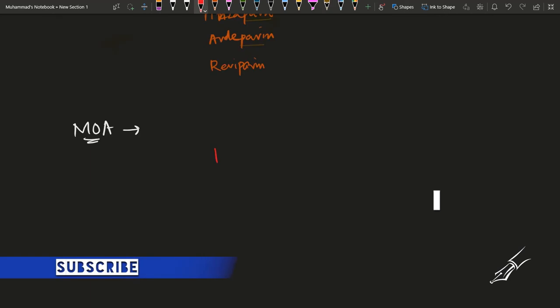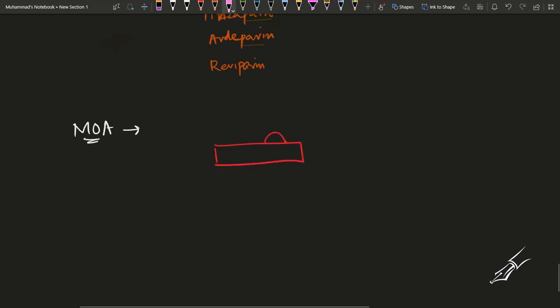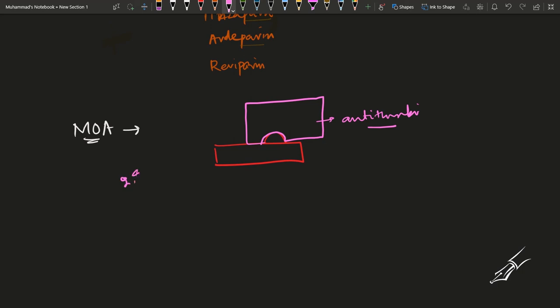As we have discussed, it has a low molecular weight, so it has only the binding site for antithrombin, and no other site for the clotting factors like factor 2, 9, 11, 12, 13, etc. So it has no effect on these factors.